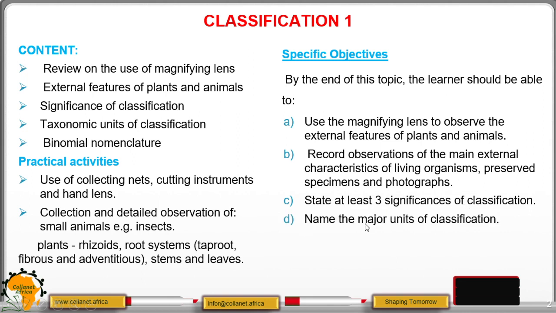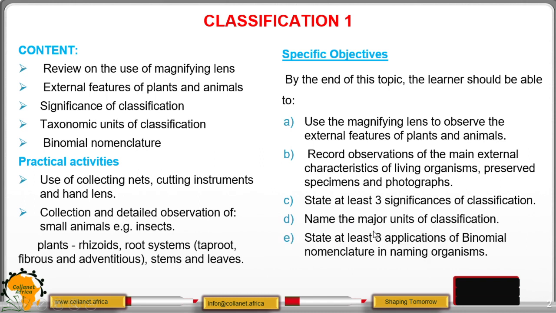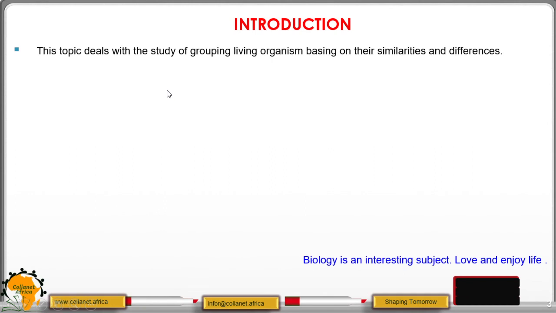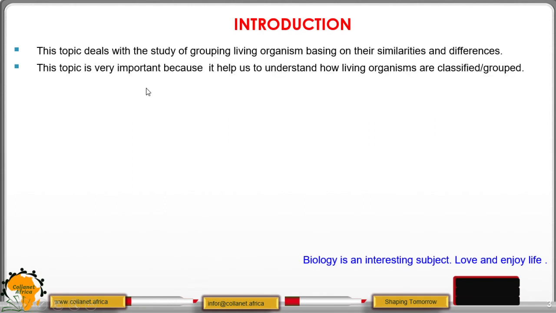Also, name the major units of classifications, and also finally state at least 3 applications of binomial nomenclature in naming living organisms. We move to our introduction, and we say that this topic deals with the study of grouping living organisms based on their similarities and differences.